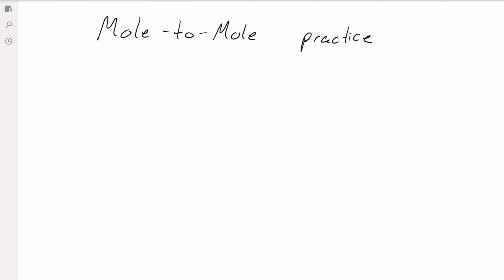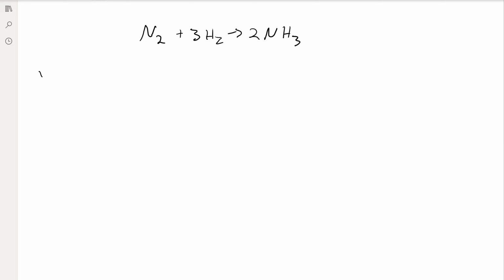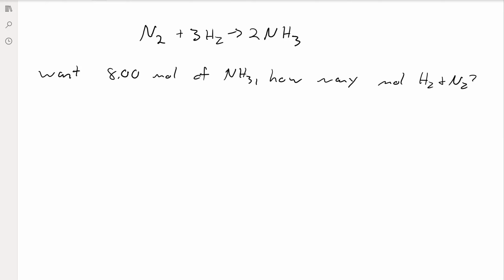So for our first reaction, we're going to combine nitrogen and hydrogen to form ammonia, which is NH3. So we'll have N2 plus 3H2 combining to form 2NH3. In this example, we're going to say that we want 8.00 moles of NH3. How many moles of H2 and N2 do we need?